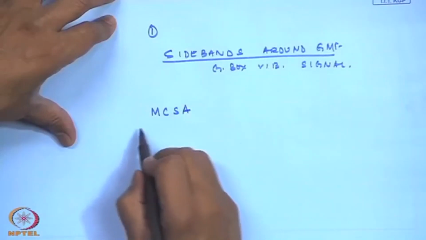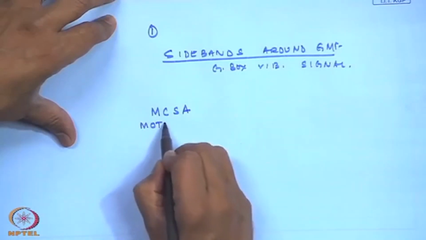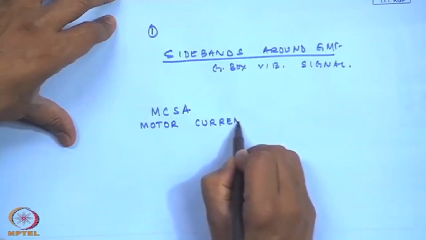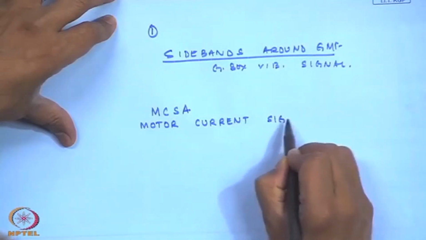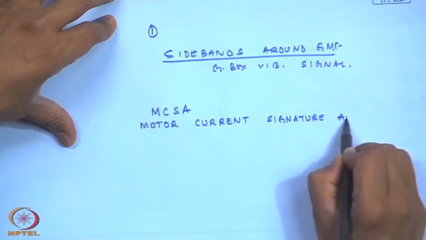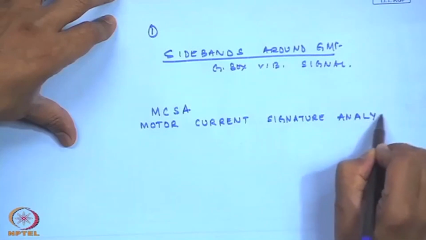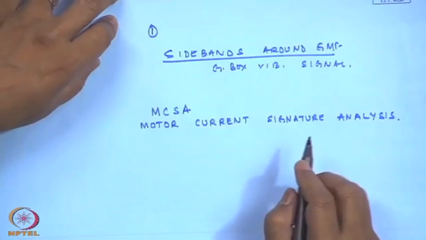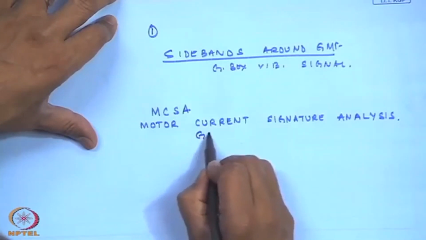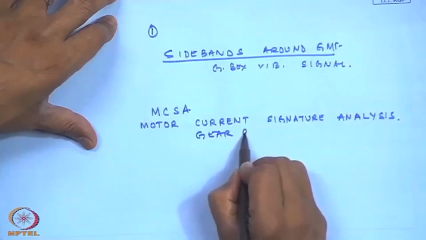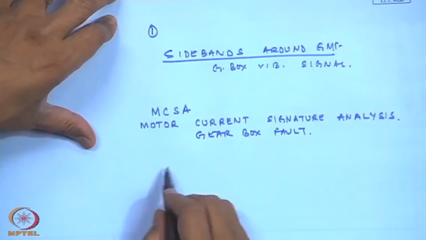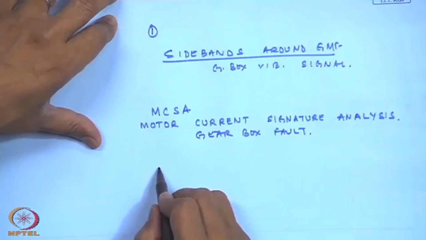MCSA, motor current signature analysis. Okay. And this has been used to find out gearbox fault. I will tell you briefly what is there in this.